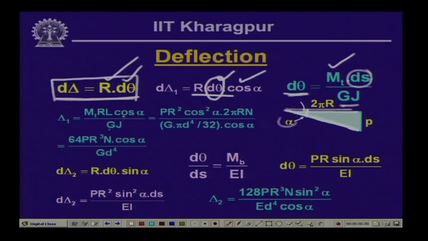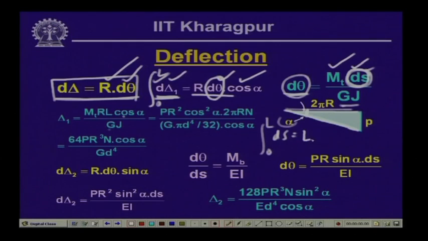Here this rotation d theta is for a small length d s. So, this is the small increment in the vertical deflection d delta 1, which will be caused by this small element d s. If we would like to get the whole deflection over the entire spring, it is the integral of d delta 1 over 0 to L, where we have the integral 0 to L of d s, which is the length.